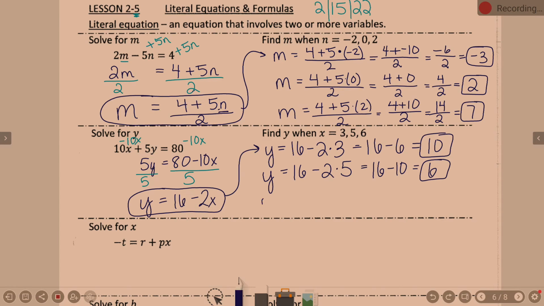And once more. 16 minus 2x, except x is 6. 2 times 6 is 12. And 16 minus 12 is 4.